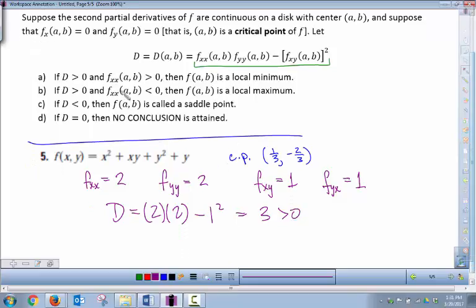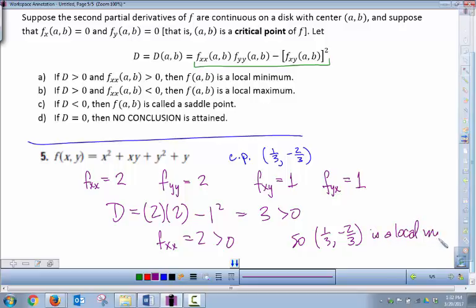Well, it's greater than 0, but we have to check f_xx. f_xx is equal to 2, and that's also bigger than 0. So we're in the first category here. So 1/3, negative 2/3 must be a local min.